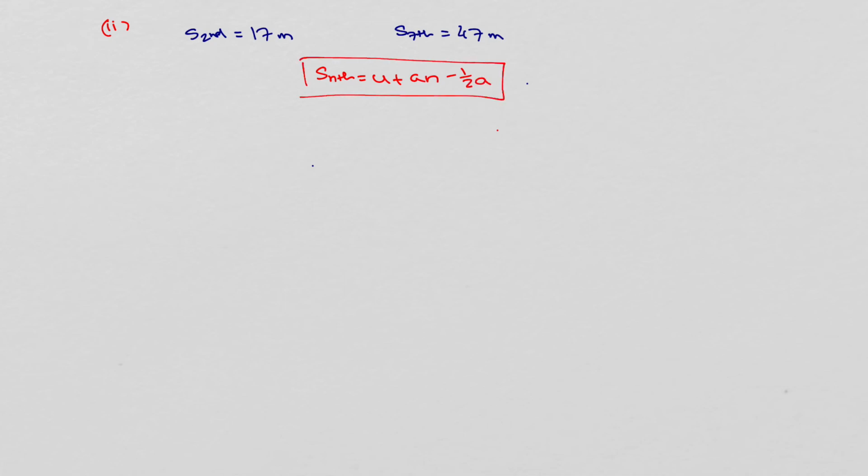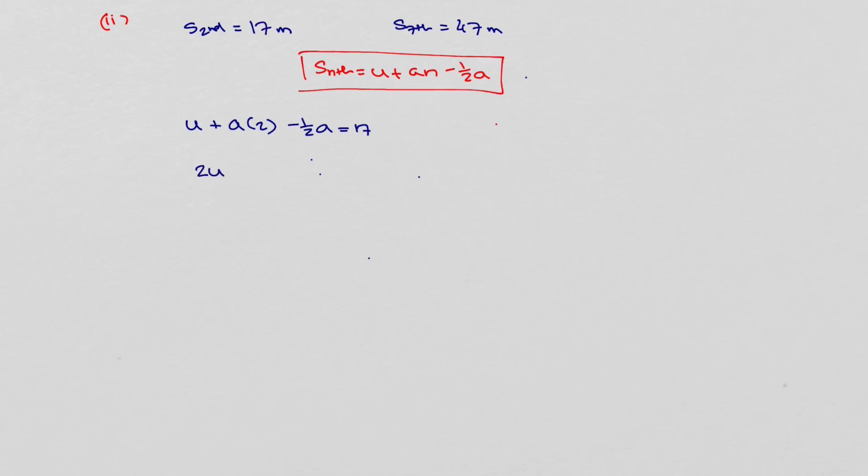And if we sub in, well, what does that give us? Well, for the second, we have u plus a, and n is going to be 2, minus a half a, and that's equal to 17. So if I simplify that, that's going to be 2u plus 3a is equal to 34. So multiplying across by 2 there. So that gives me one equation in terms of u and a.